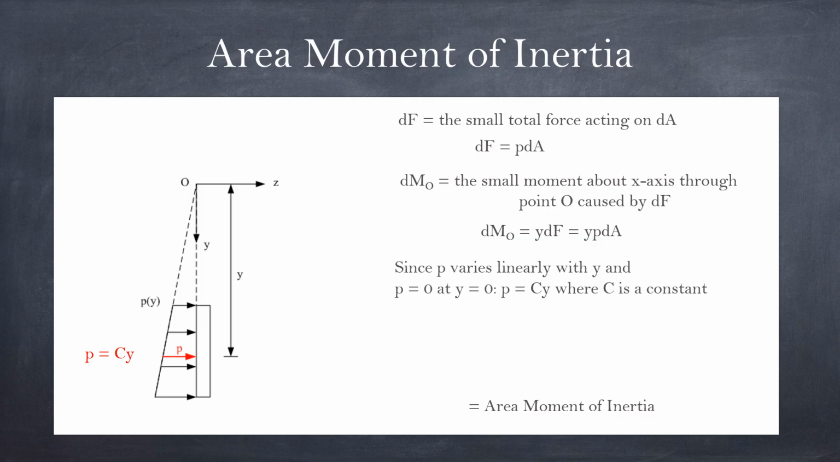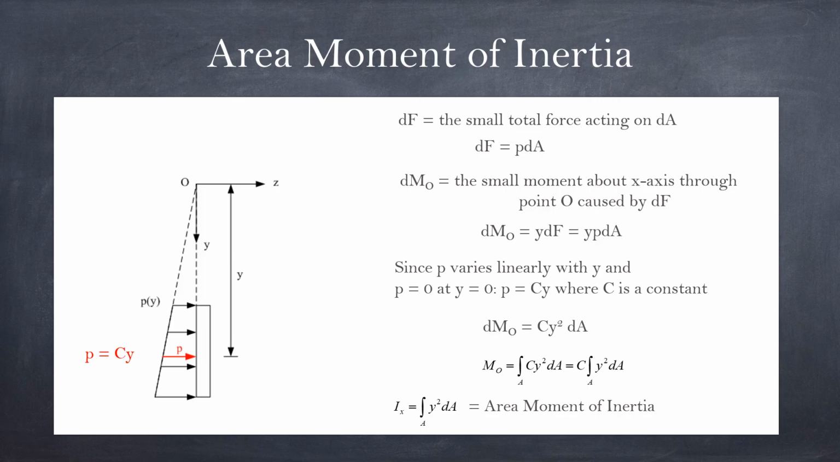Then we already discussed this is a linear function. p varies linearly with y, and p is 0 at y equal to 0. A straight line function means the height of the graph equals a constant times the distance you measure, so p equals C times y. Substitute in the expression we already have. If we want the whole moment, then we integrate the whole expression over the total area. Then MO equals C, which is a constant, taken out of the integration, and we are left with the integral of y squared dA over A.